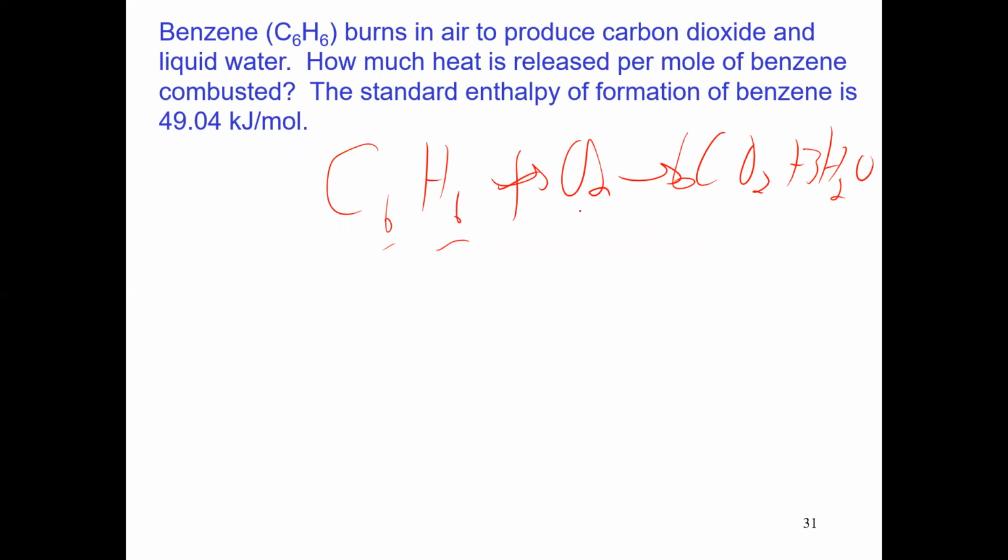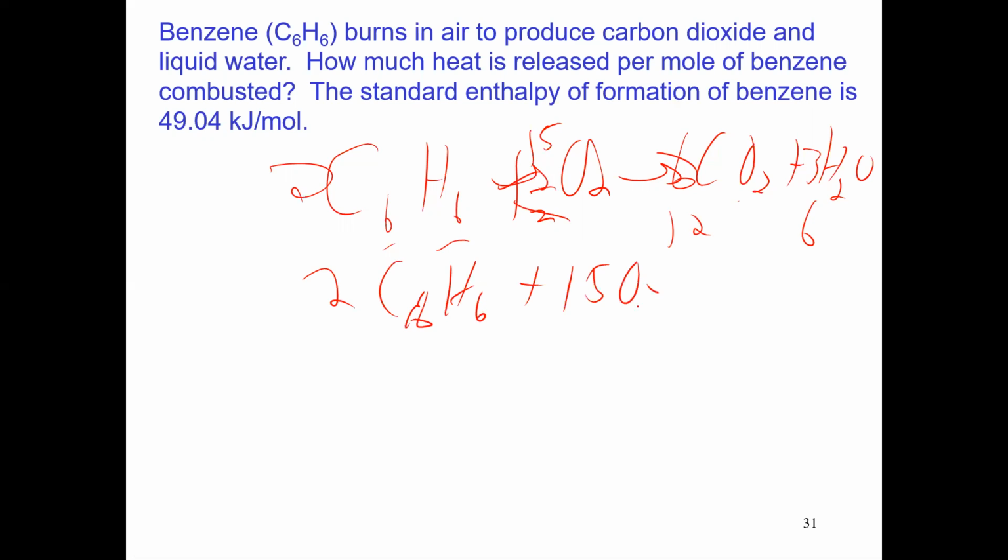Okay, so now how many oxygens do you need over here? Well, you have 12 plus 3 is 15. So this has to be 15 halves. You multiply everything by 2, so you end up with 2 C6H6 plus 15 O2 goes to 12 CO2 plus 6 H2O. And you have to balance it first to solve this problem.